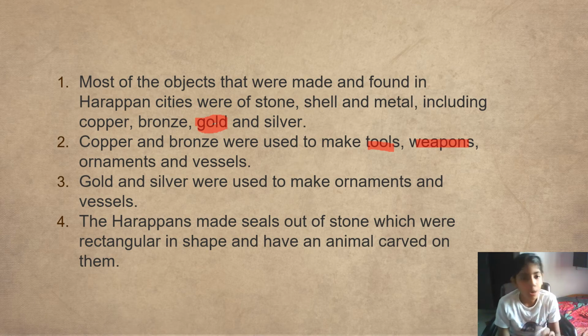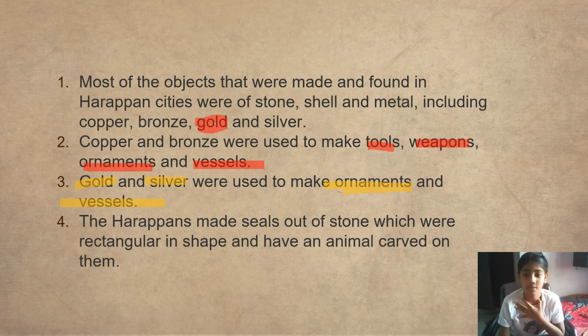Copper vessels are normal, right? Even these days we have vessels, and we use glass. Gold and silver were used to make ornaments and vessels. Now just tell me, which do you find surprising, ornaments or vessels?